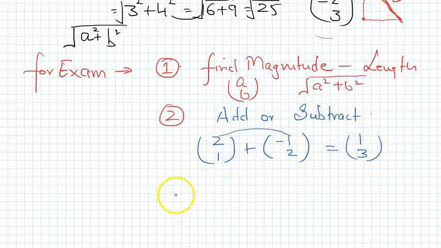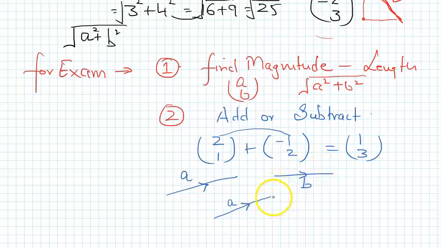But if it comes like this way, this is A and this is B. So you have to, this is A, then B will start from here, the same direction will not change. So this line from here to here will be A plus B. So we'll see the questions like this.